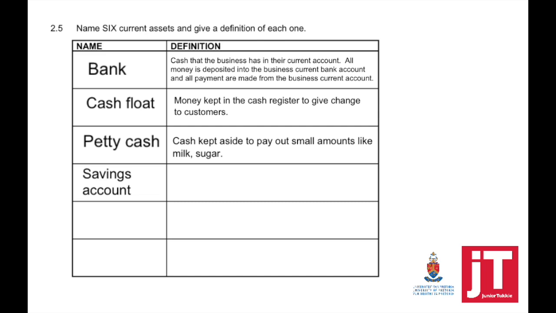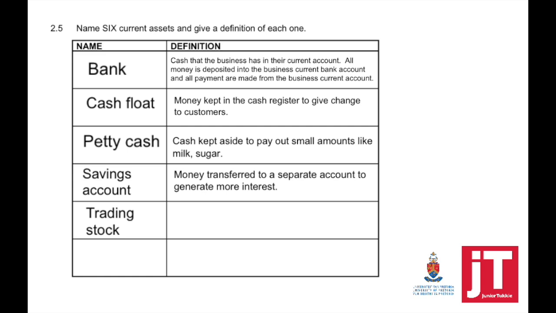Then, savings account. It means that we have extra money. So what can we do with that money? We can transfer it from our business current account, and we can put that money into a savings account. A savings account normally generates more interest than a current account.